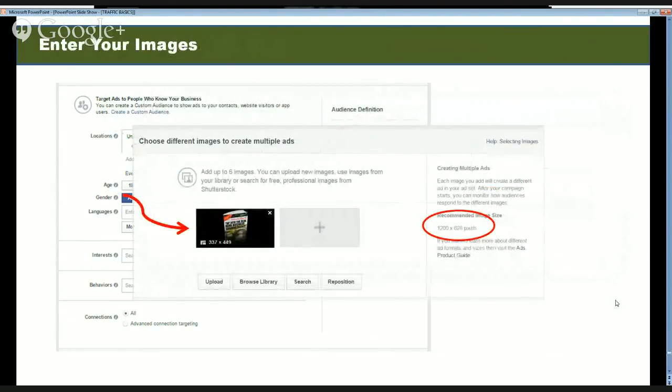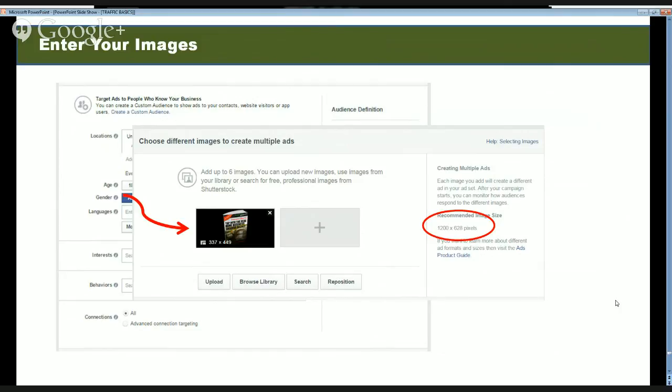The next thing it's going to ask you to do is to put in the images. Now, you pre-build the images. If you look at the red circle, it tells you that the image size that works best is 1200 by 628 pixels. You can do that in Snagit. You can also do it in PowerPoint, and we'll show you exactly how.